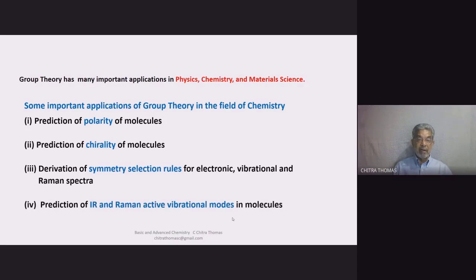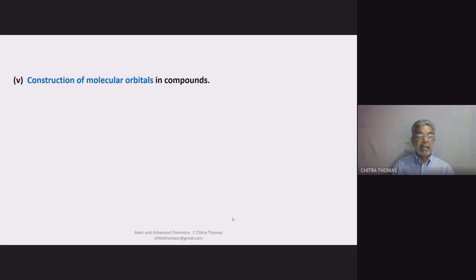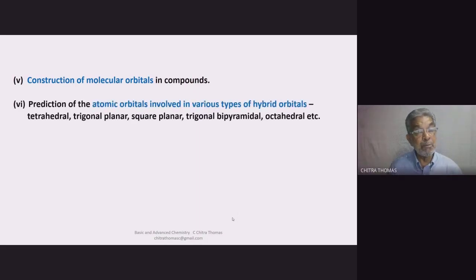Prediction of IR and Raman active vibrational modes in molecules. Then construction of the molecular orbitals in compounds. Then prediction of atomic orbitals involved in various types of hybrid orbitals like tetrahedral, trigonal planar, square planar, trigonal bipyramidal, octahedral, etc.